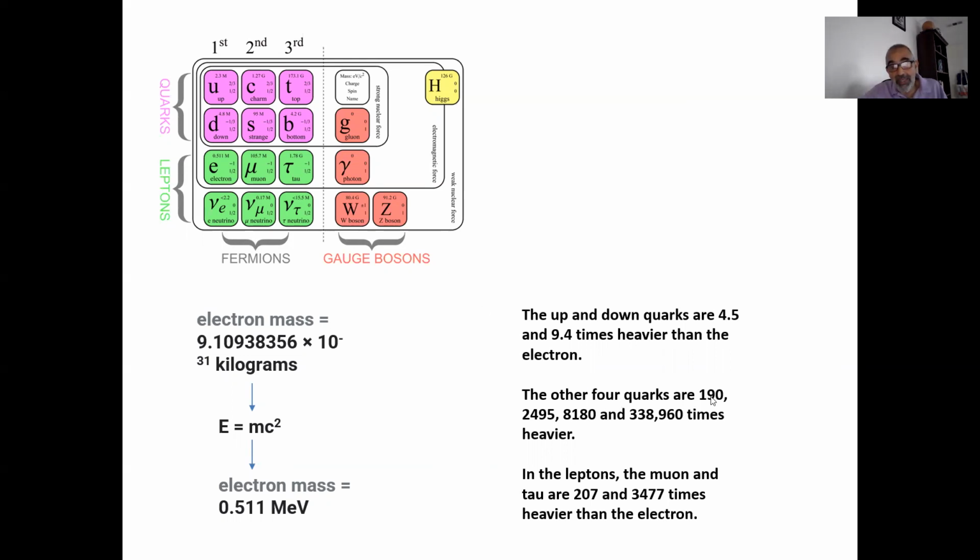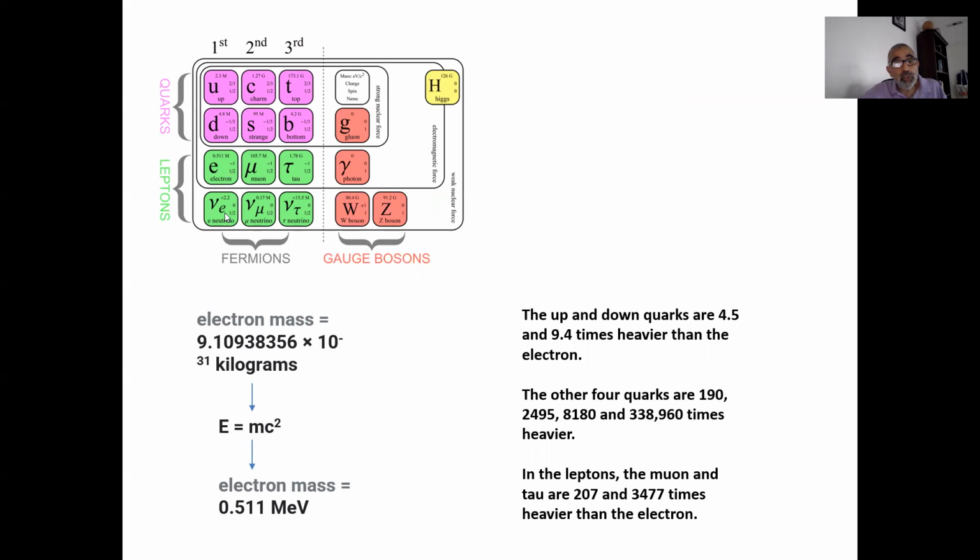They are 190 times heavier, 2,495 times heavier, 8,180 times heavier, and 338,960 times heavier. And in the lepton family, the electron's cousin, the muon, which is identical to it in everything except mass, is 207 times, forgive me, heavier than the electron. And the tau particle is 3,477 times heavier than the electron.